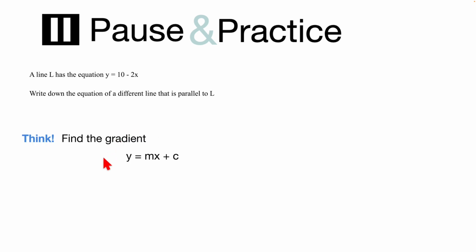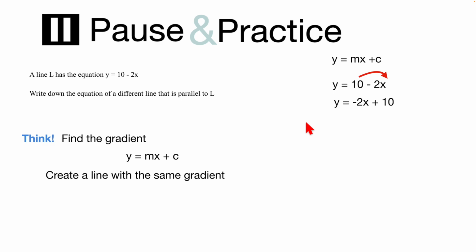Right, we'll have a think, we'll find the gradient using that, and we'll create a line with the same gradient. Oh, I can see already what the gradient of this line is going to be. What is the coefficient of x? Well, it might not be in the right order, so let's just mess around with it. We take our 10 over: -2x + 10. It's not really necessary. I can see from this that it is -2x, and if I've got just a single y here, then that is the gradient. So gradient equals -2, and I'll just make up a line. y = -2x + 20.